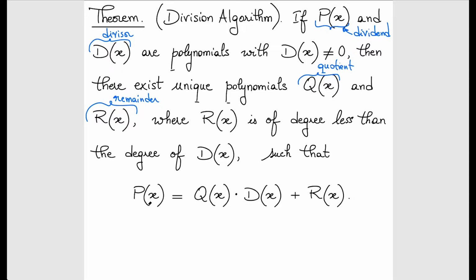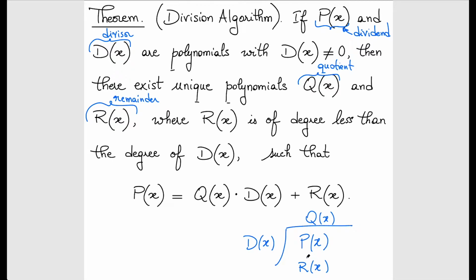which means the dividend is equal to the divisor times the quotient plus the remainder, right? So like we used to do. So if this is p of x, which is the dividend, d of x is the divisor, q of x is the quotient, and r of x is the remainder. The degree of the remainder, based on this division algorithm, should be smaller than the degree of the divisor. And as such, we can write p of x equals q of x times d of x, this product, plus the remainder, right? This is what this is saying.